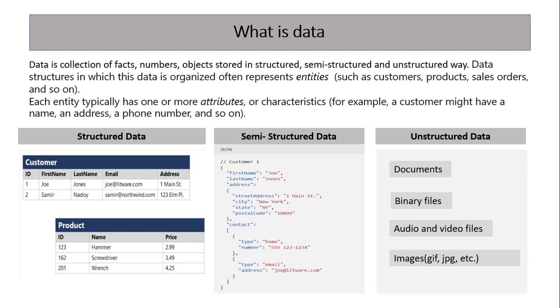So data is structured in which data is organized to represent an entity. For example, if we talk about student data or school data, it's an entity. Similarly, we can take other examples, like suppose we are selling some products. So products is data, customer is data, sales is data, and all are entities, right? So each entity typically has one or more attributes, or we can say characteristics.